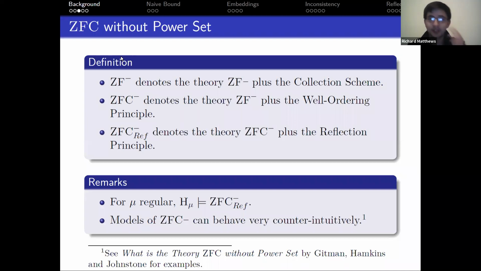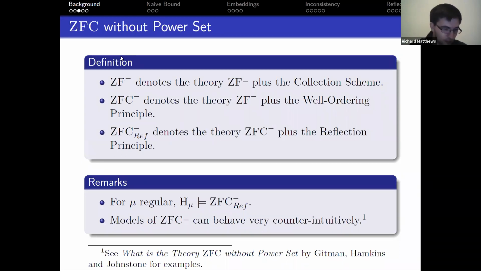So just as two quick remarks, if you use a regular cardinal, you can prove that H_mu is a model of ZFC without power set, but with the reflection principle. And if we don't have collection, so if we only have replacement, then these models can behave very counterintuitively. For example, in the paper by Gitman, Hamkins, and Johnstone, they have that omega_1 exists and is a singular cardinal. Or you can have that every set of reals is countable and omega_1 exists.